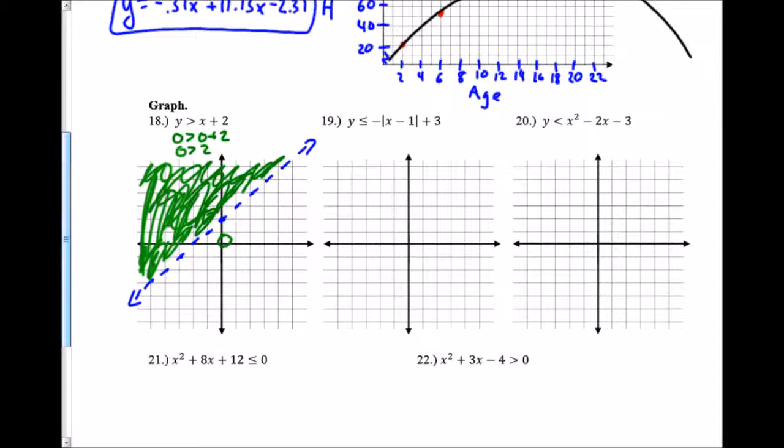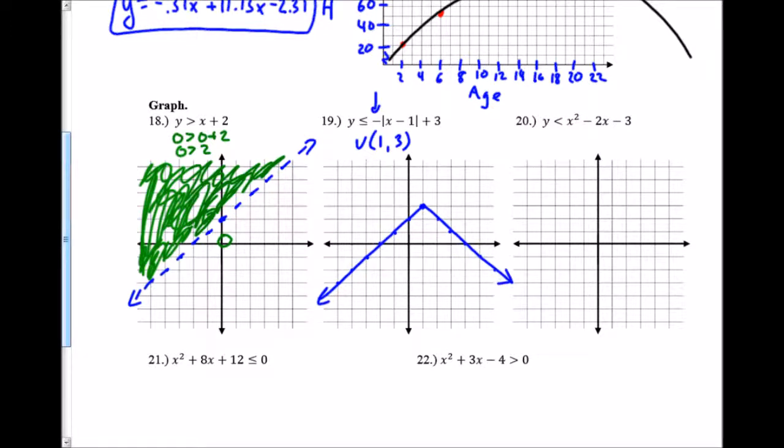For number 19, I've got an absolute value. So again, I look at the vertex, which is 1, 3. So I've got 1, 3, which is right here. I know that this thing is going to open down because my A value is negative, and it's going to be my standard width, which is over 1, down 1, over 1, down 1. For this one, there is an equal to condition this time, so I'm going to use solid lines.